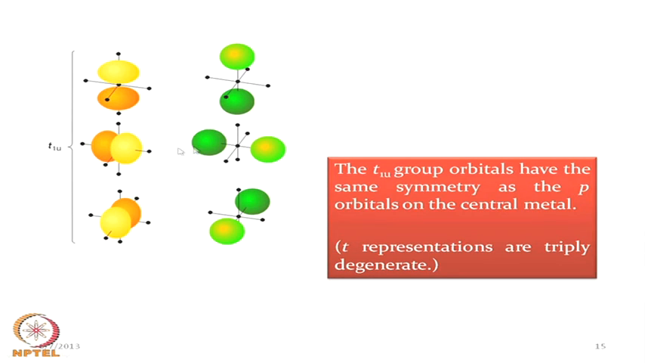So, in our next class we will see how these go for overlap and these interactions.